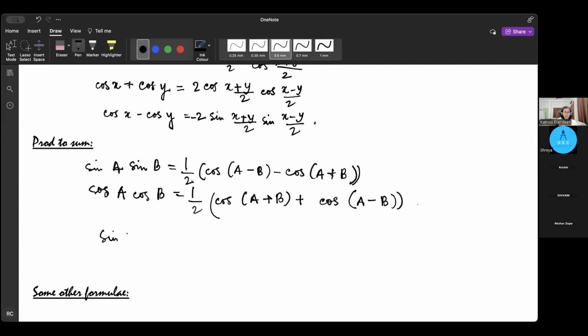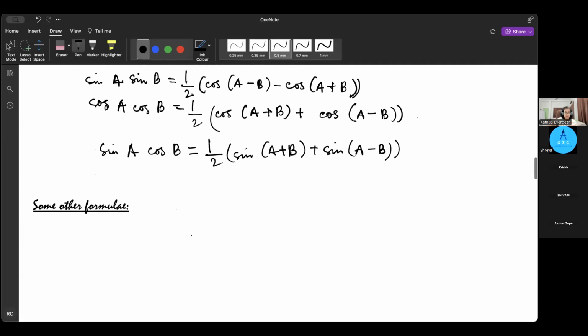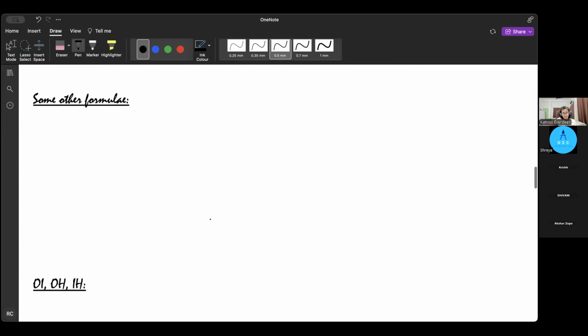Third one is sine A cos B. And yeah, this is half of sine A plus B plus sine A minus B. And cos A sine B is exactly the same, just flip the names, right? Cos A sine B is the same as sine A cos B. I think you understand why. So that's it for the annoying formulae.